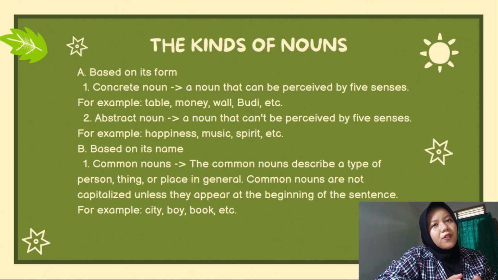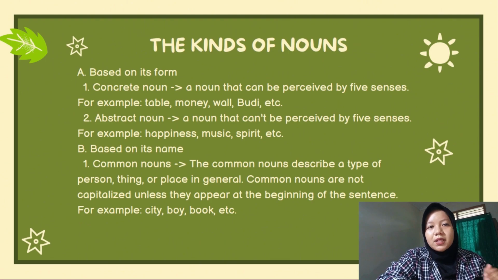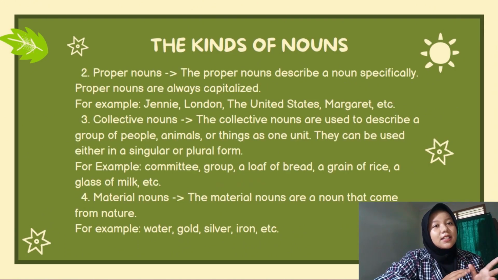The second basis is from name. First is common nouns. They describe a type of person, thing, or place in general. Common nouns are not capitalized unless they appear at the beginning of the sentence, like a city, a boy, a book, and so on. Second is proper noun. It describes a noun specifically. And a proper noun is always capitalized, like the name of a person, name of a city, name of a state, and so on, like Jenny, London, the United States, Margaret, etc.